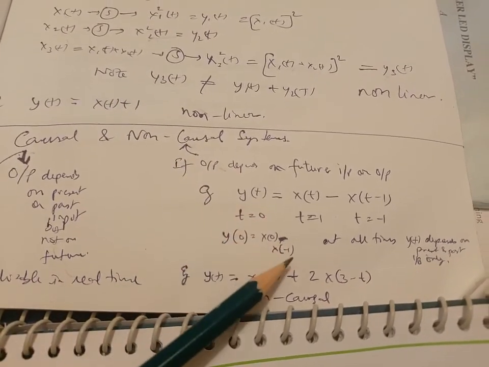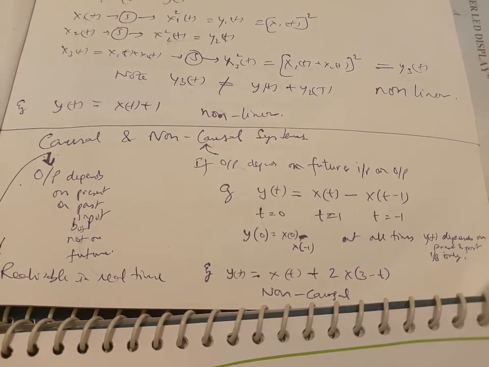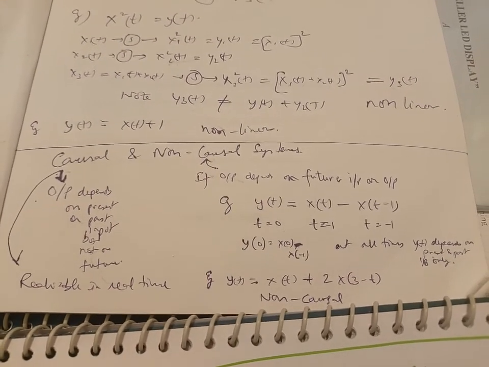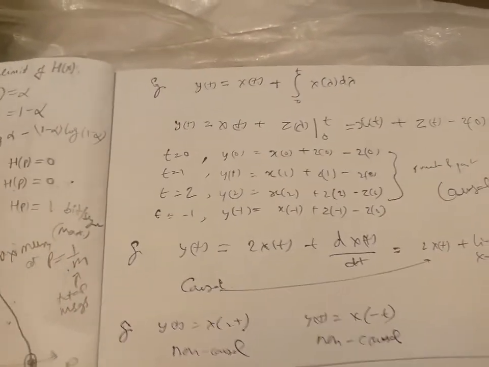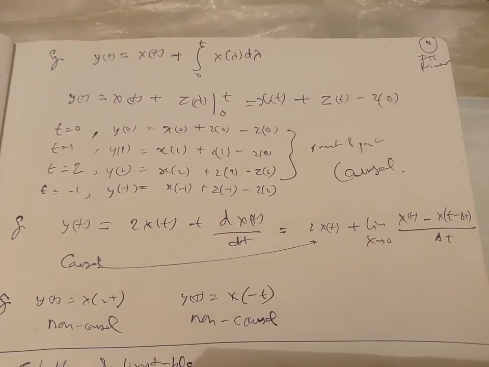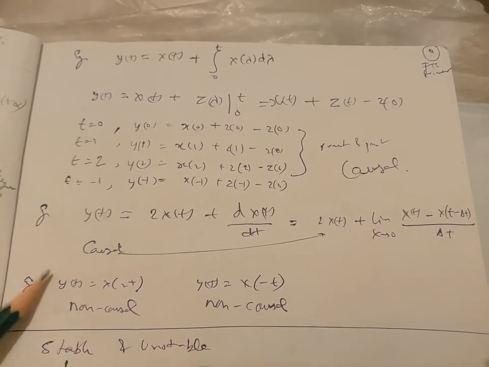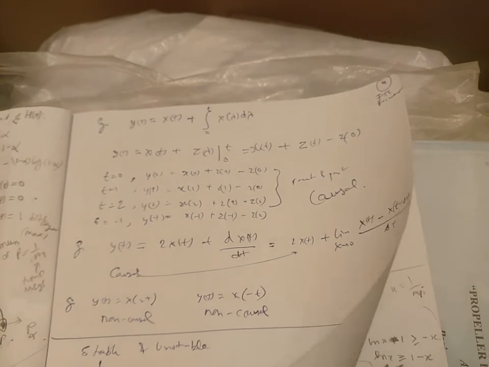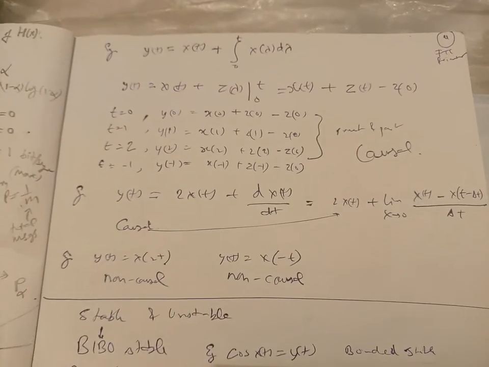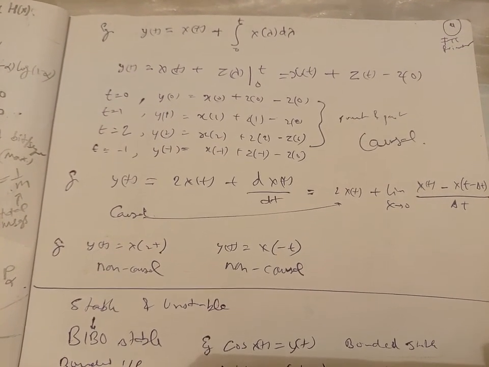Again, you'll get some examples and you will work them out and find that the output is dependent on present and past times only, not on future times. There is one more example here, and you can test if it is causal or non-causal. So that is a brief review. Next we will dive into information theory again, the main part.